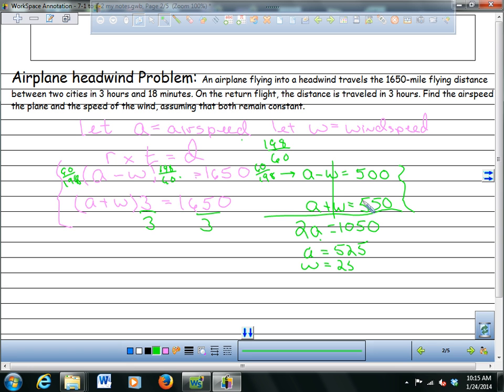Okay, so that's it. You have a couple of different types of word problems. In your homework there's a bunch of different ways of solving systems, and I gave you one of each of these types of word problems.